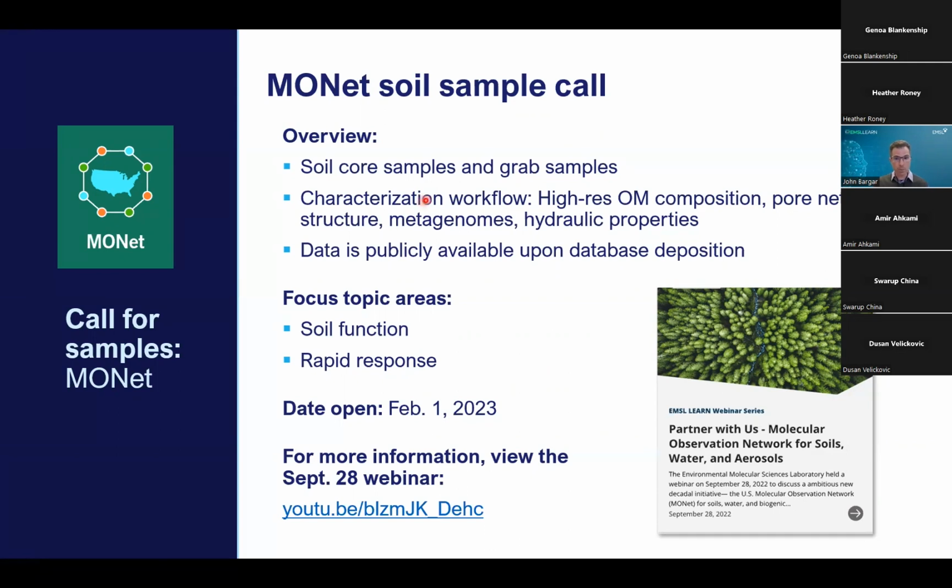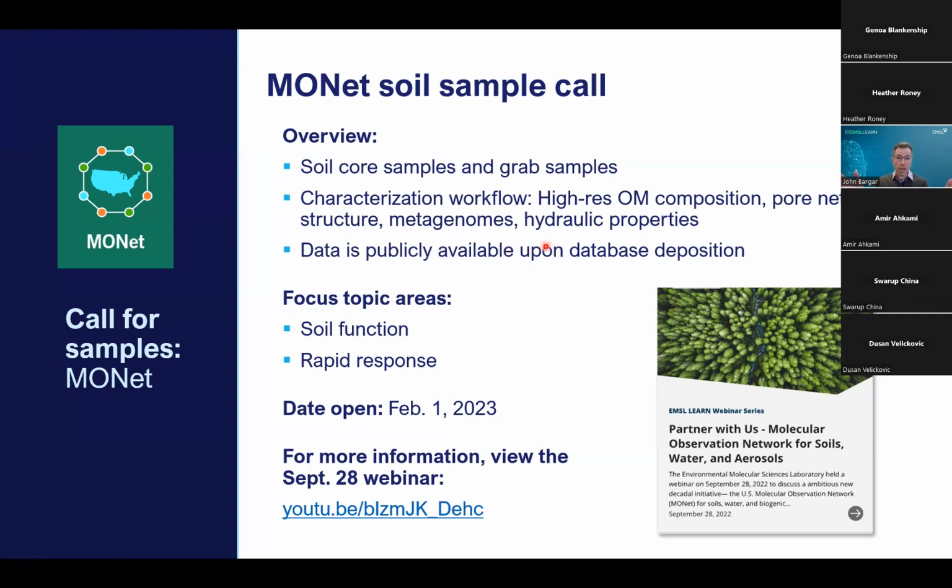We actually have a standardized workflow that produces 24 different data types, notably including high-resolution organic matter composition, the pore network structure, metagenomes, hydraulic properties, and a big long list of other biogeochemical parameters. This is free. There are so many data types here that graduate students, postdocs, and faculty who are running research programs that are at all related to soil ecology can get a big boost by just submitting a sample. We do it all. We do the analyses. We're trying to build up a database. It's a cutting-edge new database. The data will be publicly available upon deposition.